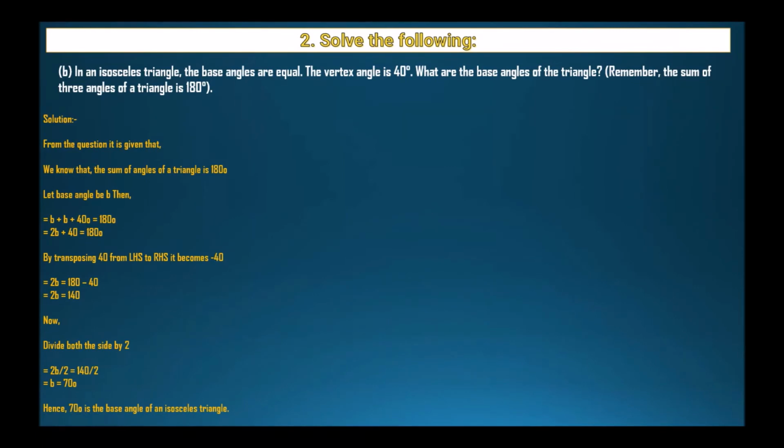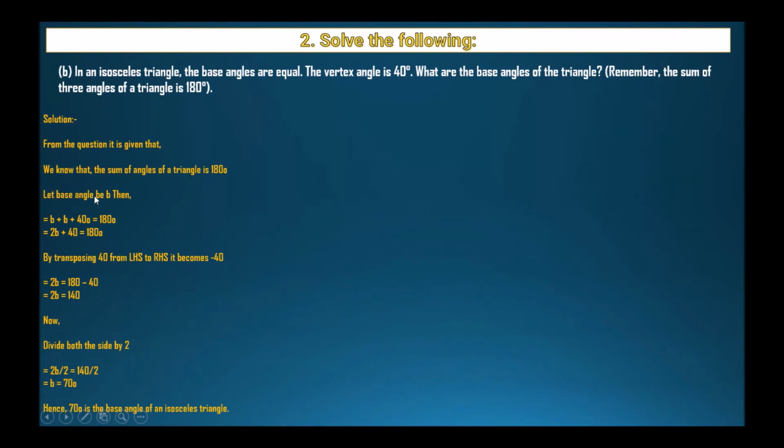Second, in an isosceles triangle, the base angles are equal. The vertex angle is 40 degrees. What are the base angles of the triangle? Remember, the sum of the three angles of a triangle is 180 degrees. So we know that the sum of angles of a triangle is 180 degrees.